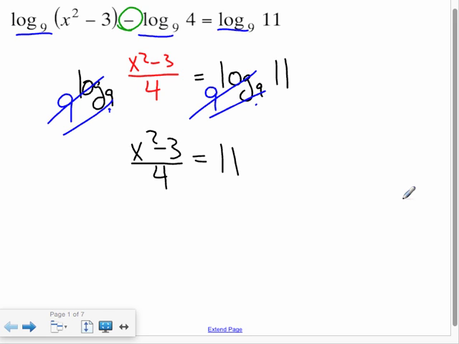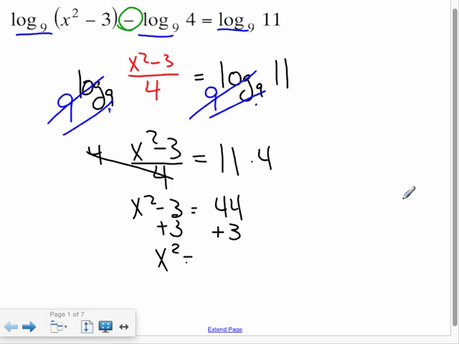At this point, all I have to do is multiply both sides by 4. My 4's will cancel here. x squared minus 3 equals 44. I'm going to add 3 to both sides, because once I get rid of the logarithms, it's literally just an algebraic equation. And then, last but not least, I'm going to take the square root of both sides.